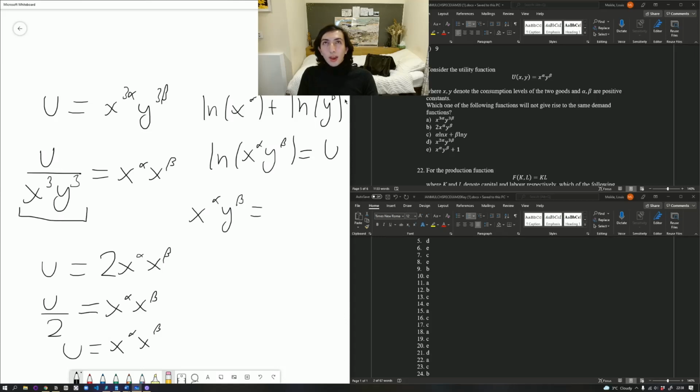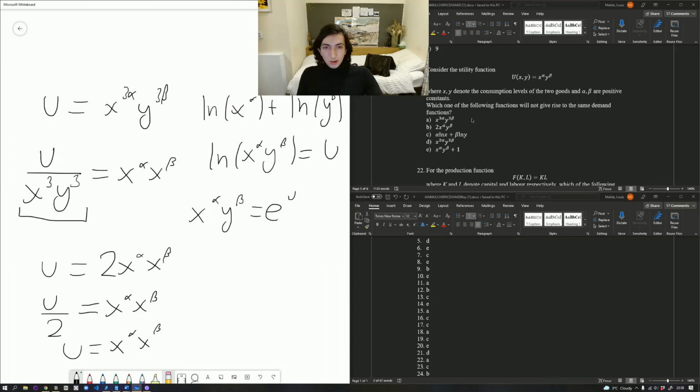Why did I say y beta? It sounds like wife beta. That's not very good. Anyway, you have this new utility function here, and it's essentially going to be the same constant. Now, what is the odd one out here is d.